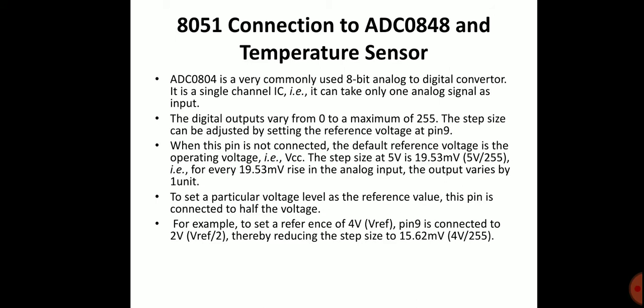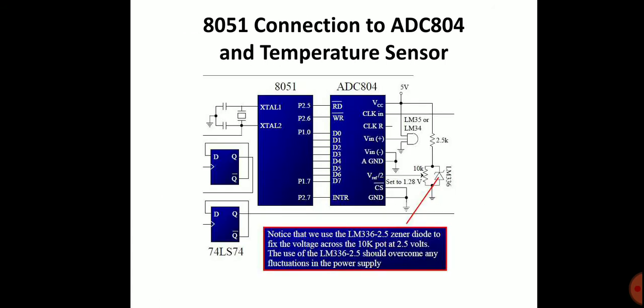To set a particular voltage level as a reference value, the pin is connected to half of that voltage. For example, to set a reference voltage of 4 volts, pin 9 is connected to a reference voltage of 2 volts. Therefore, the step size is reduced to 15.62 millivolts. Now, the complete structure of the 8051 connection to the ADC 0804 and the temperature sensor.